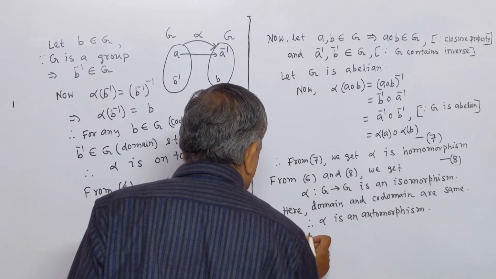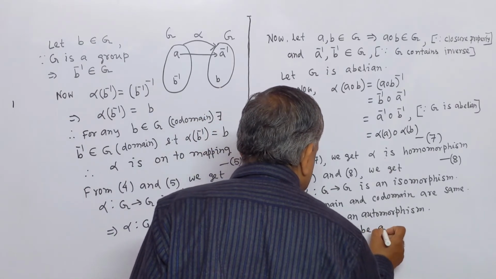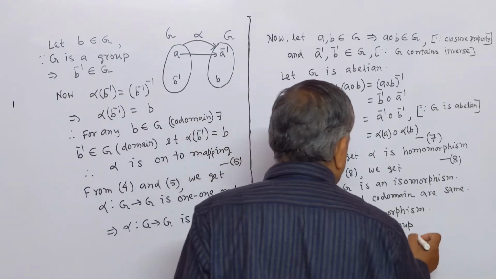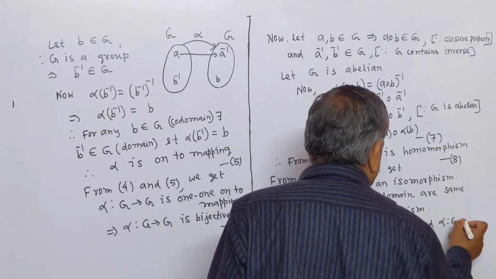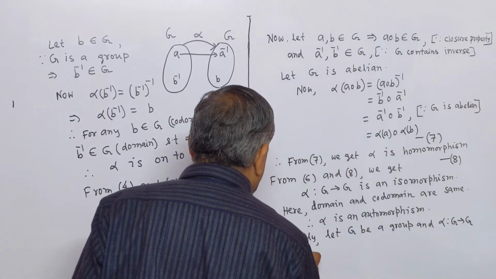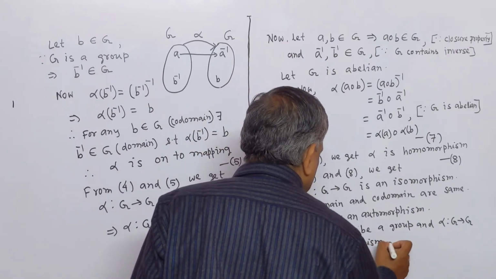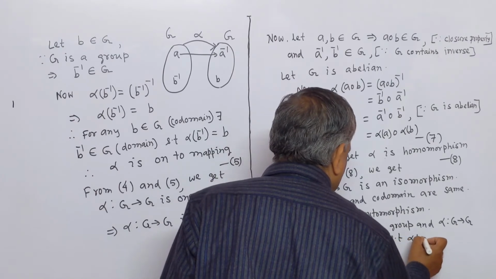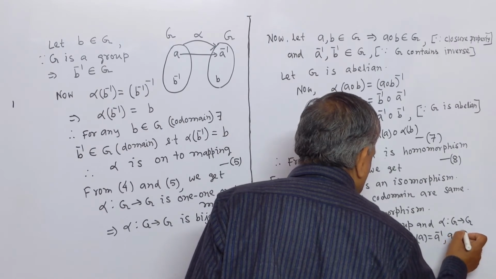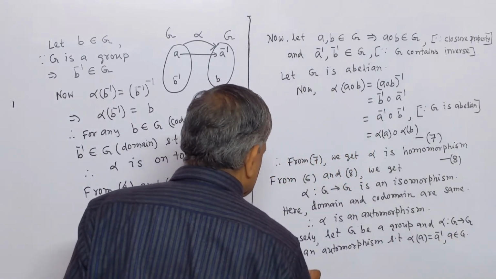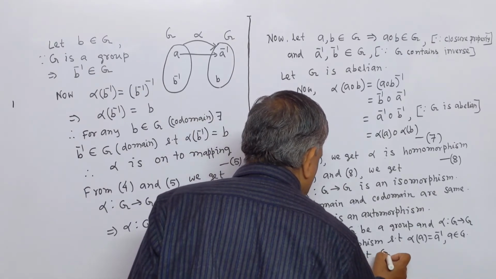Conversely, let G be a group and alpha defined on G into G is an automorphism such that alpha A equal to A inverse, A belongs to G. We have to show that G is abelian.